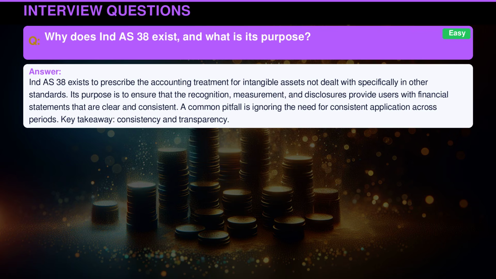Indian Accounting Standard 38 exists to prescribe the accounting treatment for intangible assets, not dealt with specifically in other standards. Its purpose is to ensure that the recognition, measurement, and disclosures provide users with financial statements that are clear and consistent. A common pitfall is ignoring the need for consistent application across periods. Key takeaway: consistency and transparency.